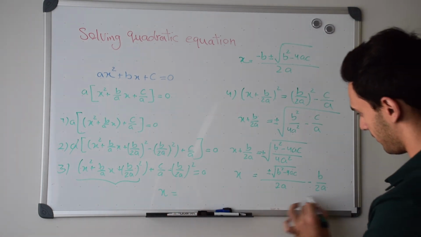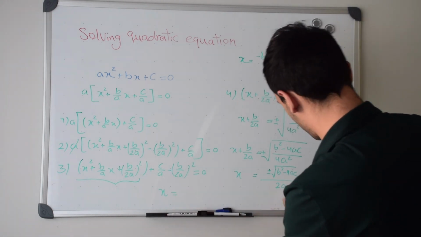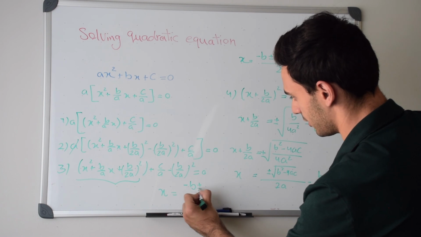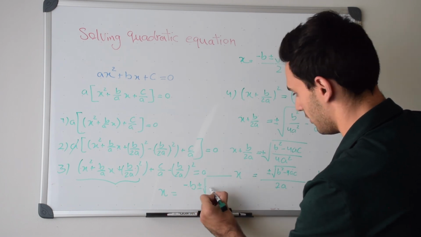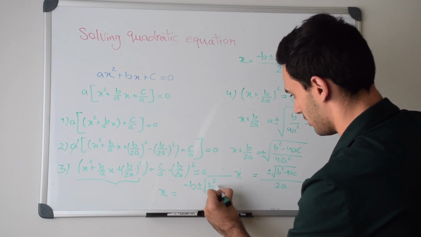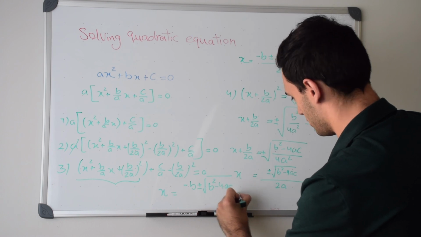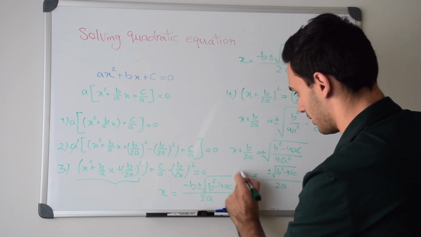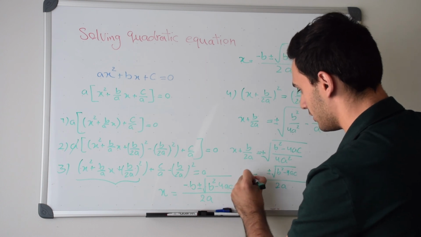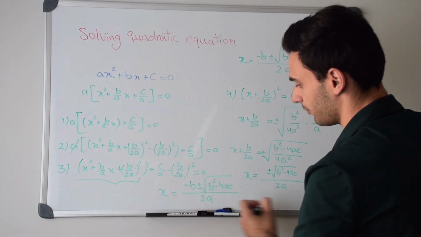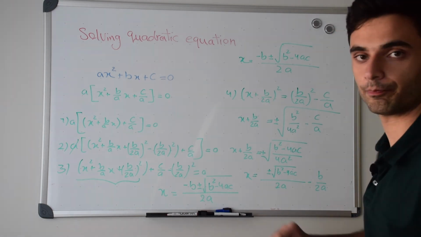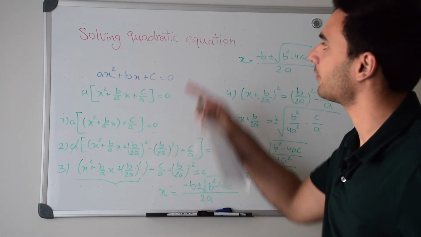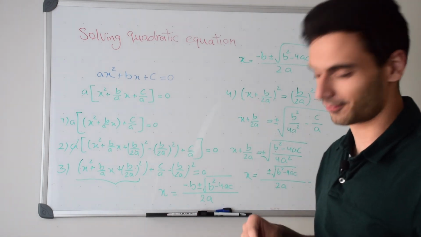So at the end, what I'll have is x equals, there's a common denominator here, minus b plus or minus the square root of b squared minus 4ac, over 2a. And that's where this quadratic formula comes from: completing the square of the quadratic equation.